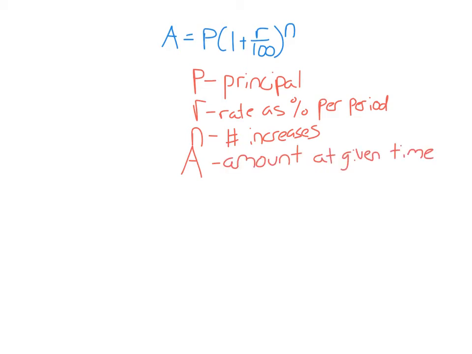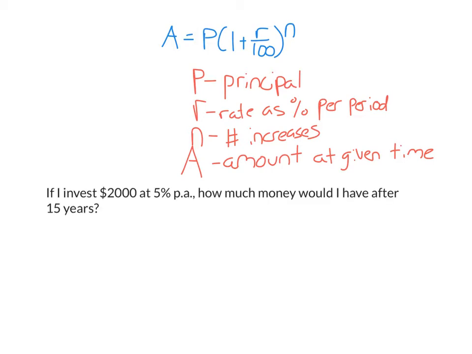So we're going to use this exact same formula to calculate compound interest. Now, there's just something that makes this a little more complicated, which I'll go through in a second. But first, let's do a very quick example. If I invest $2,000 at 5% per annum, which was the example on the previous slide, how much money would I have after 15 years?